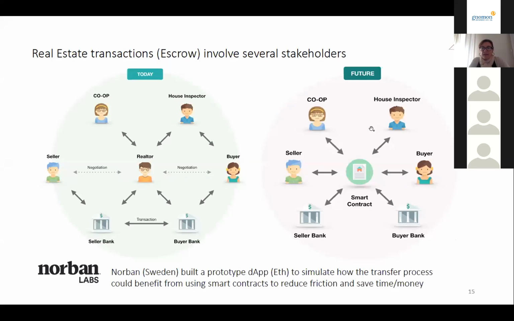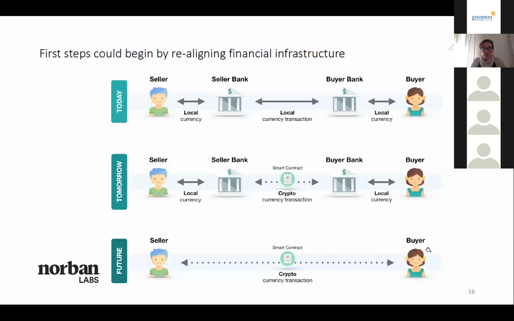However, getting all of these people to agree to utilize a blockchain-based smart contract system is probably not going to happen anytime soon. So what Norban proposed is that you kind of realign the financial infrastructure piece by piece, and you start by having the seller banks and buyer banks agree on utilizing a smart contract to do the money transfer here.